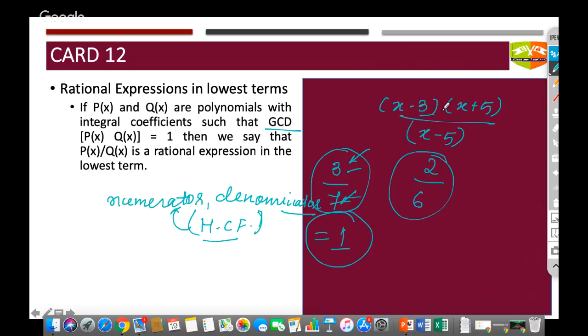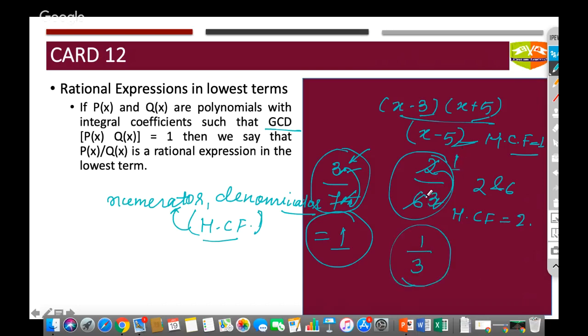So you see here there is no common term between x minus 3, x plus 5 and x minus 5. Hence the HCF over here is equal to 1. For 3 and 7 also the HCF is 1, but for 2 and 6 the HCF is not 1. So this is not in its simplest form. The HCF of 2 and 6 is 2, so 2 can be cancelled out from here. So this can be written as 1 and this can be written as 3.